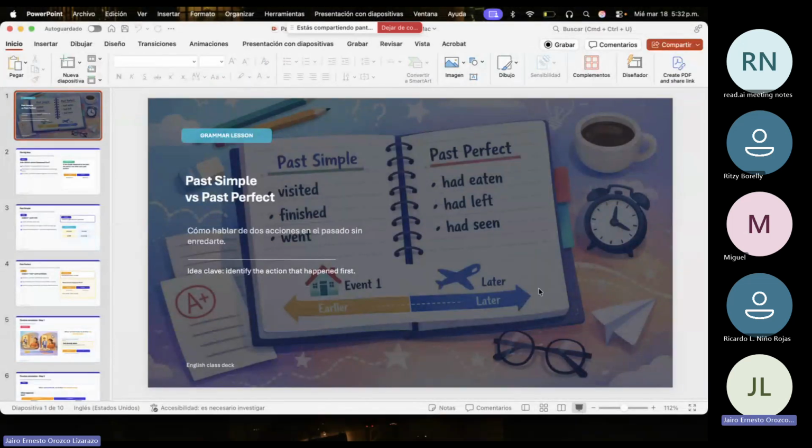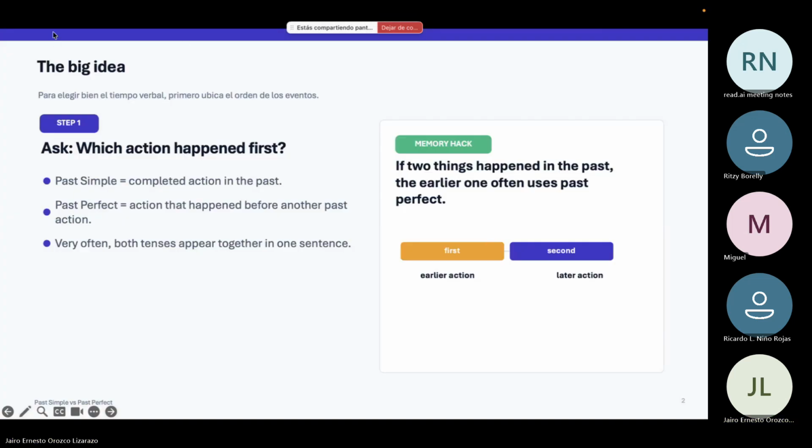Now let's see a little bit more of the difference between them. So past simple is an action completed in the past where you have to specify when it finished. A past perfect is an action that happened before another past action. In this case, it can be past simple or it can be another past perfect sentence. Very often, both tenses appear together in one sentence. Okay, so that's what I say. If you are making a sentence in past perfect, usually it comes with a past simple sentence as well.